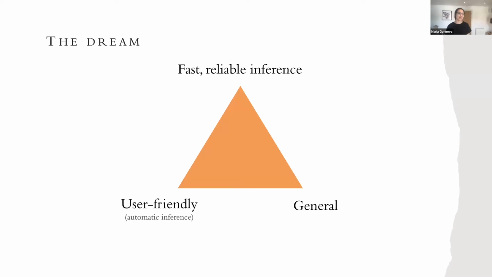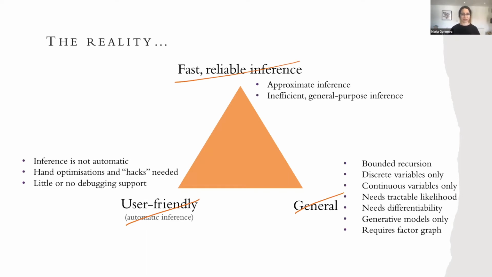Right, so the way I like thinking about it is on three axes. We want a language to be general so that we can express any sort of model we like. We want to have fast, reliable inference that gives reasonable results and doesn't take forever to run. And we want it to be user-friendly, which includes this inference being automatic. Of course, in reality, things are not that easy.